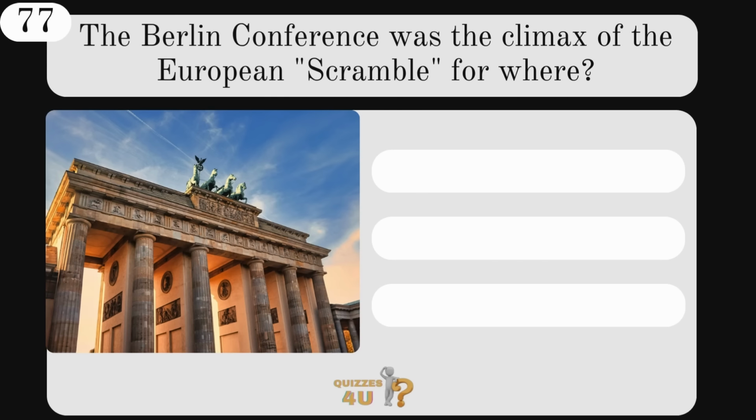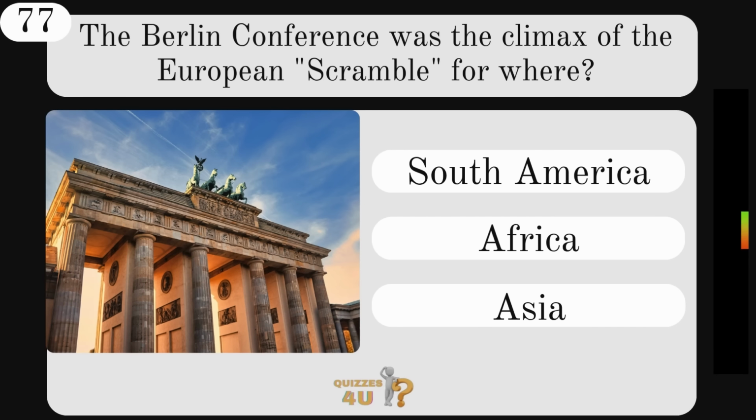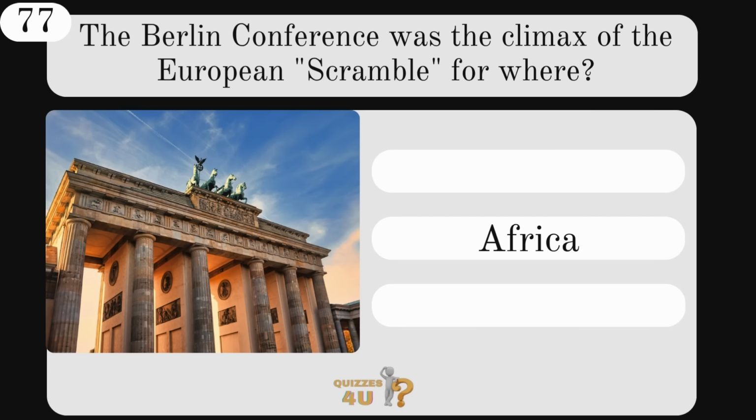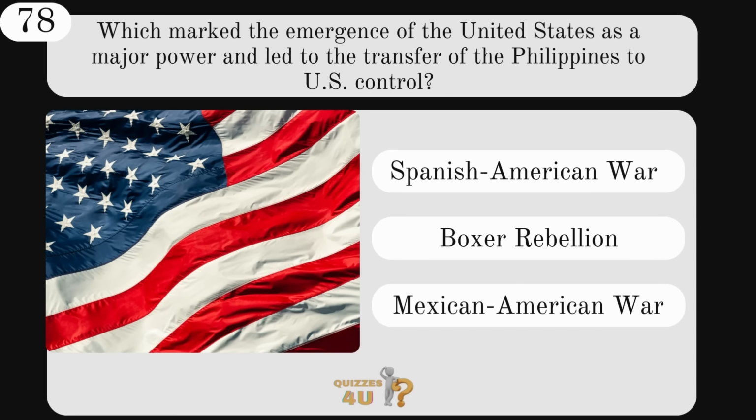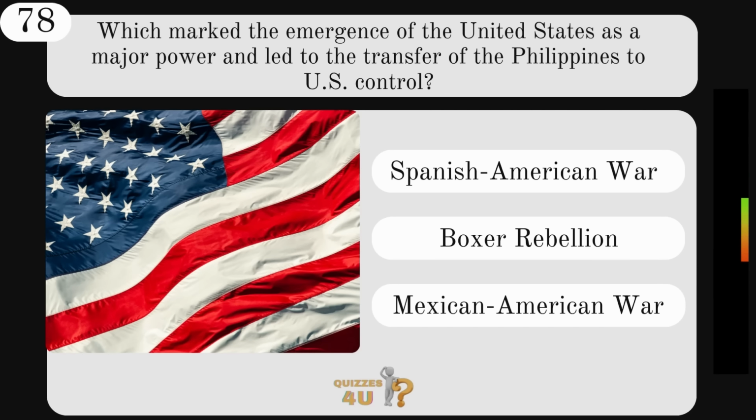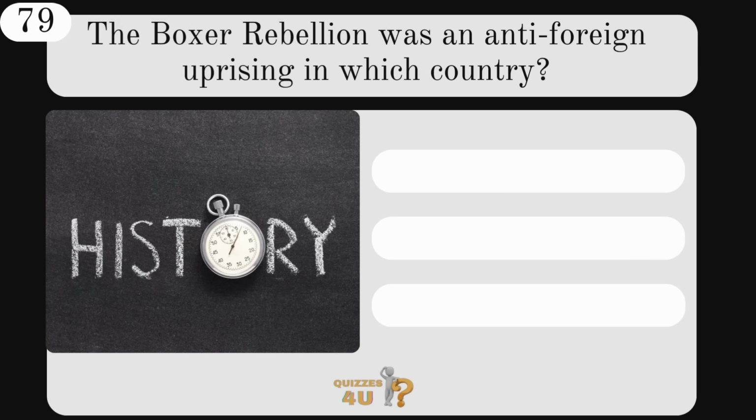The Berlin Conference was the climax of the European scramble for where? South America, Africa, or Asia? That was the scramble for Africa. Which war marked the emergence of the United States as a major power and led to the transfer of the Philippines to US control? The Spanish-American War, the Boxer Rebellion, or the Mexican-American War? That was the Spanish-American War. The Boxer Rebellion was an anti-foreign uprising in which country? China, India, or Japan?